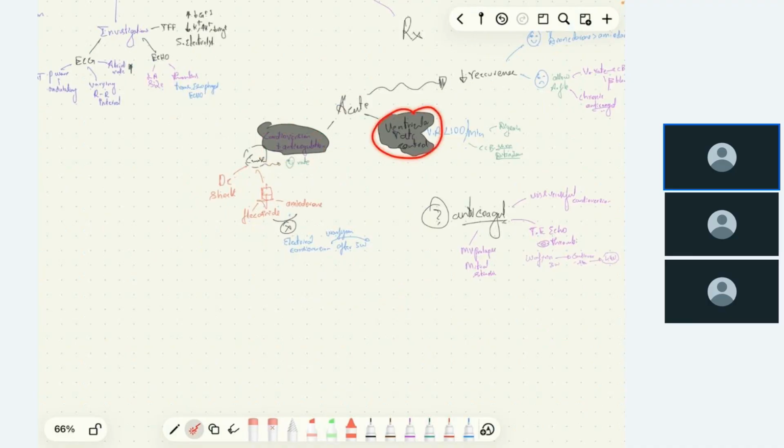Rate control and rhythm control. In cardioversion, we have DC shock and pharmacological cardioversion. Under pharmacological, we have flecainide and amiodarone. If it fails, we give warfarin for patients for 3 weeks, followed by electrical cardioversion. That is synchronized DC shock.